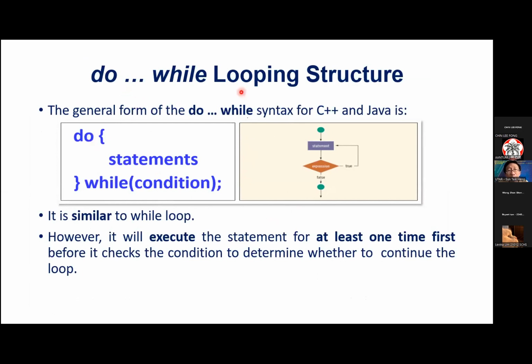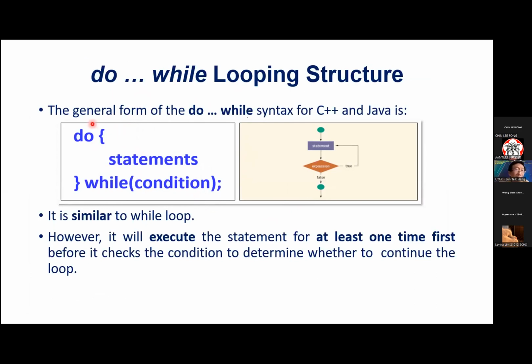Now, how about a do while loop? The difference between the while loop and the do while loop is that the do while loop will allow you to straight away execute the statements. After you have executed the statements, then only you check for the condition. So that's the difference between a do while loop and the while loop. You see, for a while loop, you check for the condition first.